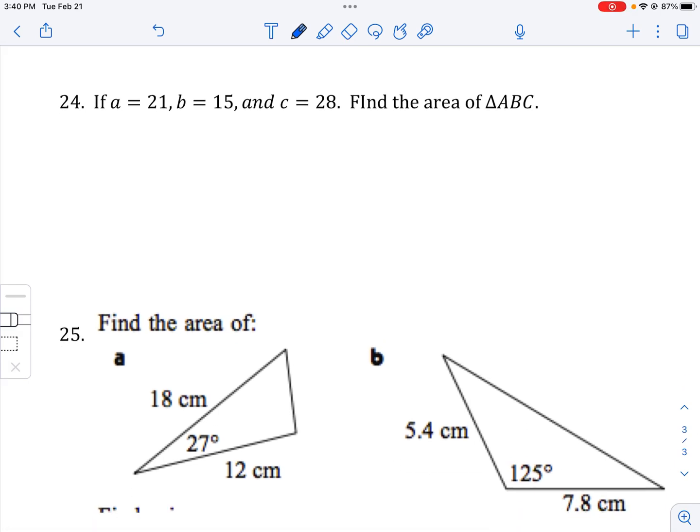All right, so on to the last page. So let's see. A is 21, so 28. B is 15, and A is 21. All right, so we need to do base times height divided by 2. So I've got to find some things. So let's find some angles. So let's find angle C first.